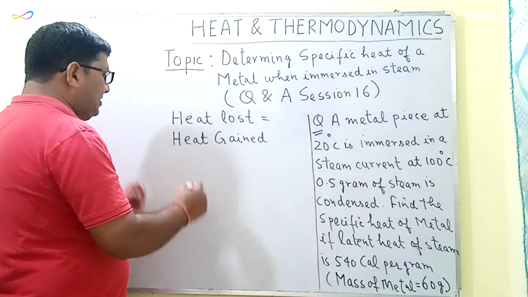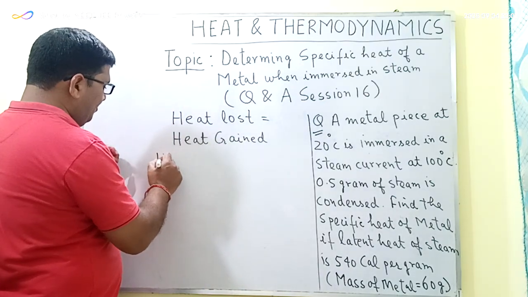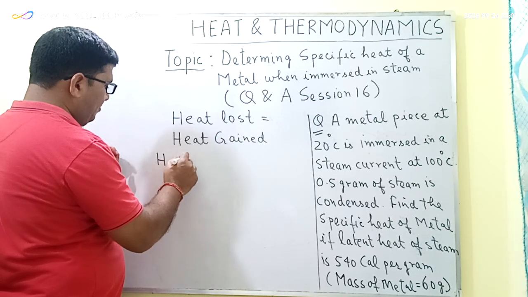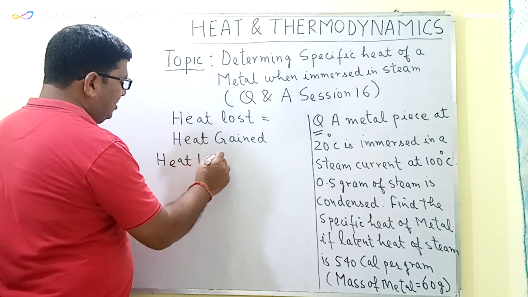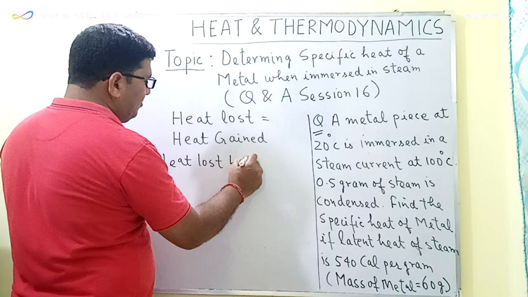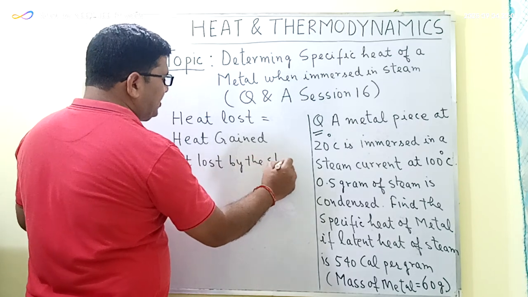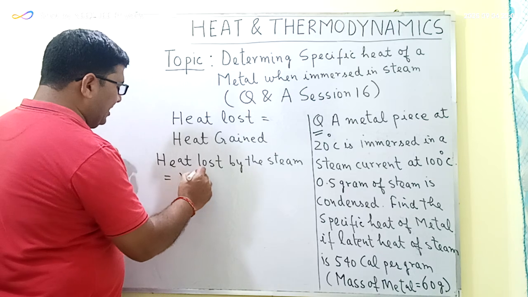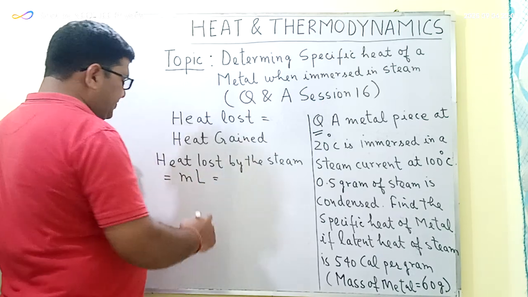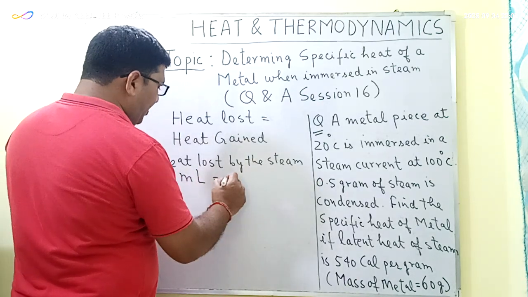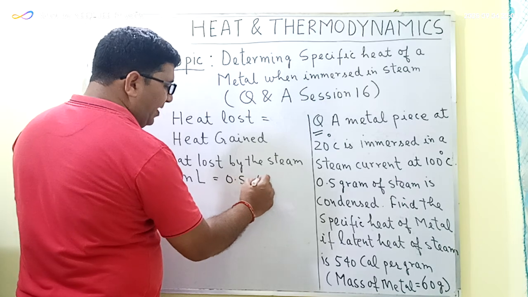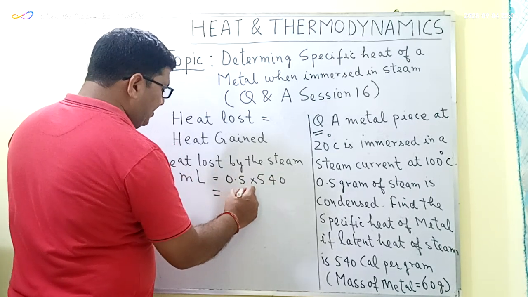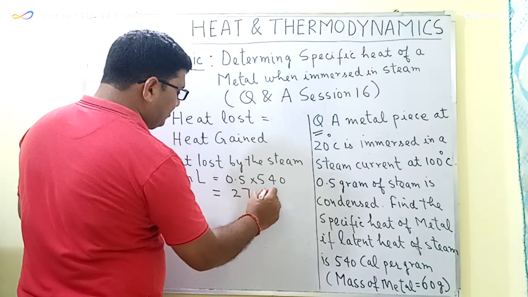So the heat lost by the steam is equal to M into L, where L is the latent heat of steam and M here is equal to 0.5. L is equal to 540 calories per gram. So this is equal to 270 calories.